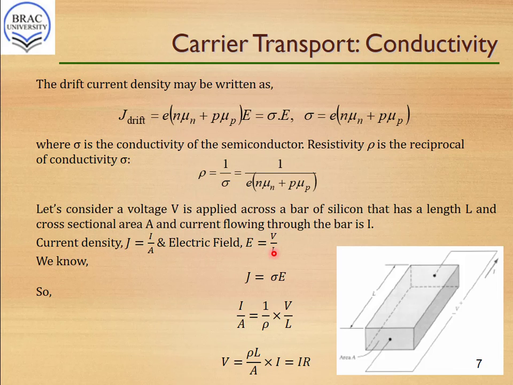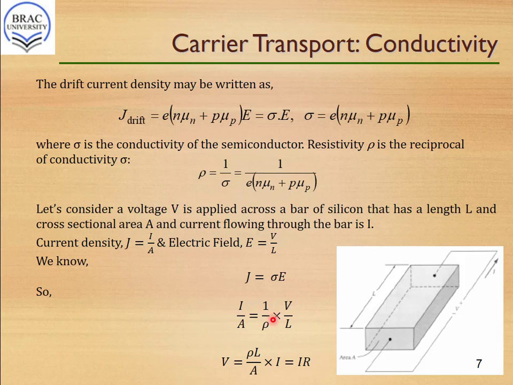No problem with that. Now we know from this equation that J drift is equal to sigma E. We are just ignoring the drift term here. Simply we are considering J. J is equal to sigma E. That's fine. Now we want to put the values of J and E here. So J is basically I by A. We know that sigma and rho are reciprocal terms. Sigma is conductivity and rho is resistivity. So we have just put the value of sigma in terms of rho here. Sigma is equal to 1 by rho. So there you go. And E is actually V by L.